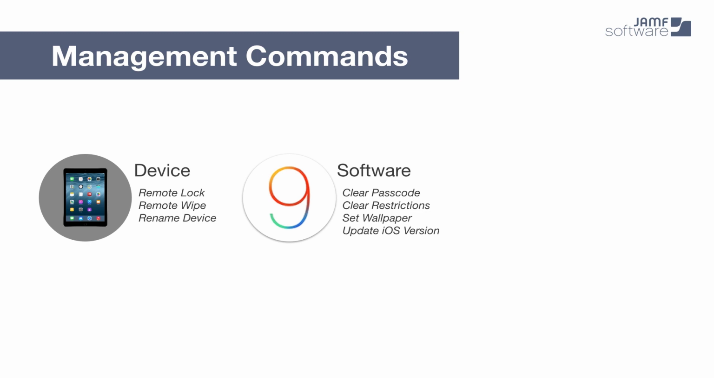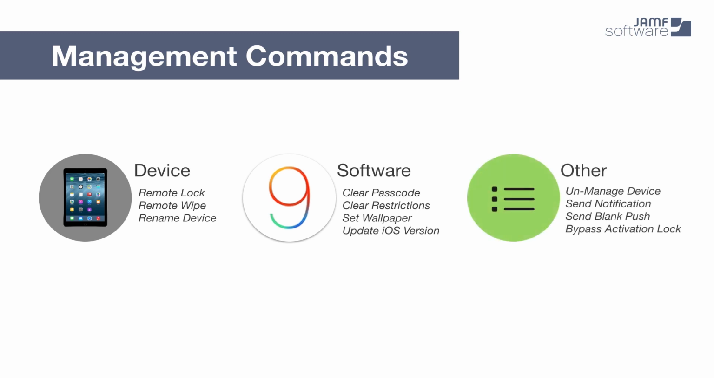And a brand new one here: if you're running devices that are running at least iOS 9, and if you're enrolling them using DEP, you can now send a command to tell the devices to update to the newest version of iOS. You can't block iOS updates, but you can at least now send a command to make sure that they are up to the newest version.